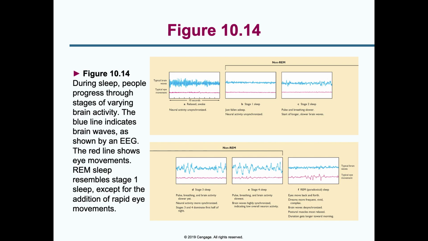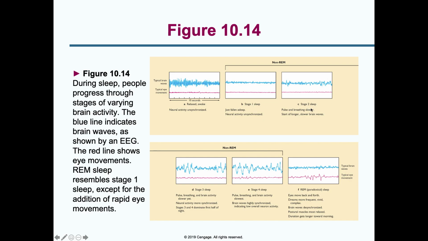But this stage, stage 1 sleep right here, is the closest thing to resemble REM sleep, except that it doesn't have the rapid eye movement. So when we talk about stage 1 sleep here, the brain waves are very close to the REM stage, which is down here in letter F, but the rapid eye movements is what's different. See how this line is relatively straight, very unsynchronized, some blips up, some straight across, but in REM sleep, as you can see from the eye movements, that red line is all over the place. Okay, so then we have stage 1 sleep.